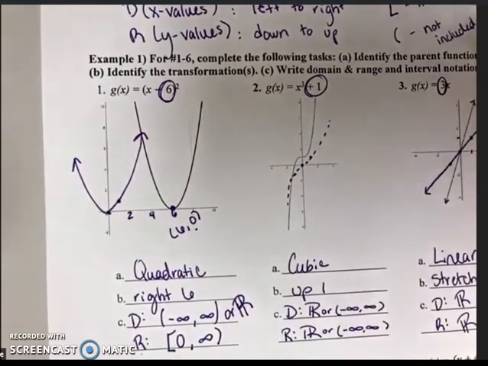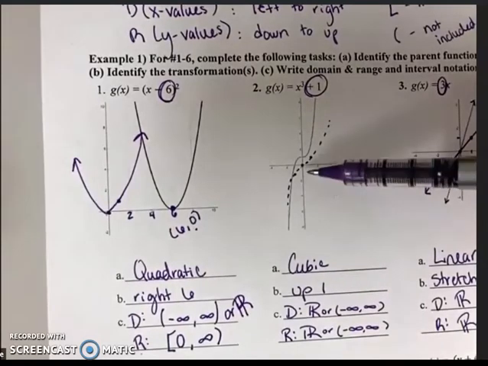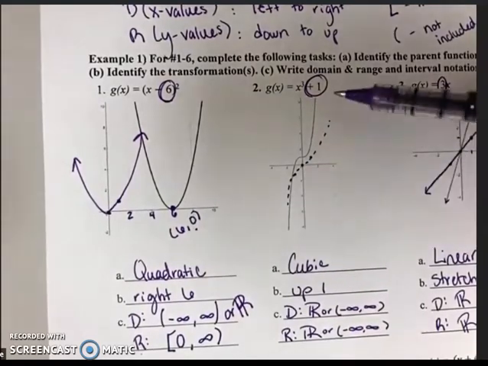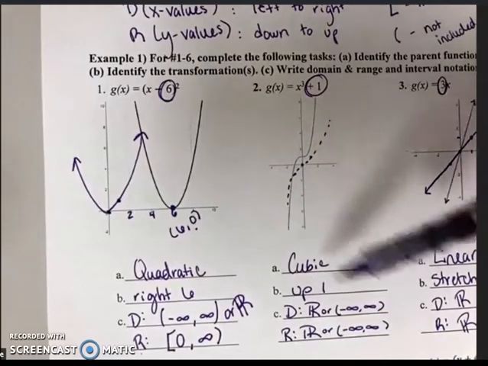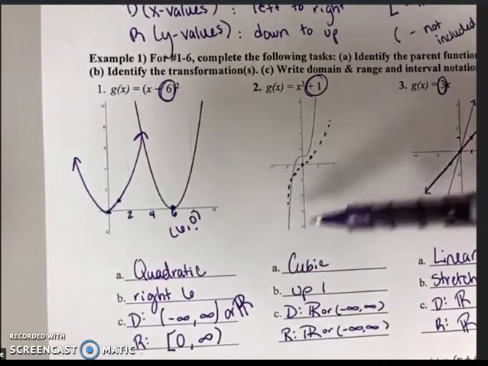Domain and range were both all real numbers because as we move left and right, the function will always be defined. As we move down or up, it will always be defined. It continues forever.